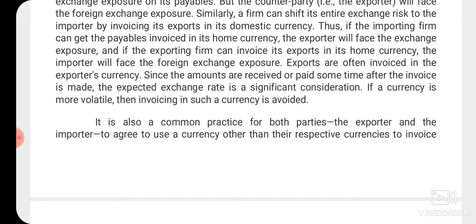It is also a common practice for both the parties, the exporters and importers, to agree to use a currency other than their respective currencies to invoice. If you have any doubts, my dear students, you can comment on my YouTube channel. I will clear your queries.